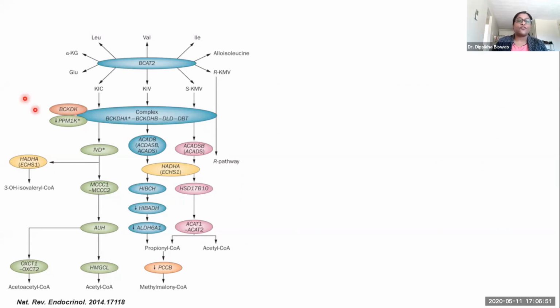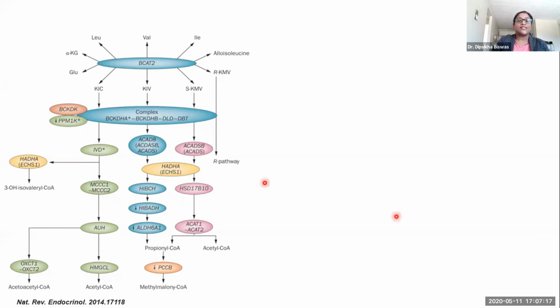On the other hand, the phosphatase PPM1K can dephosphorylate the BCKDH complex and activate it, allowing the BCKA oxidation by various distal BCAA catabolic enzymes, ultimately resulting in the formation of the three main acyl-CoA species, acetyl-CoA, acetoacetyl-CoA, and methylmalonyl-CoA, which can in turn act as intermediates in various metabolic pathways.